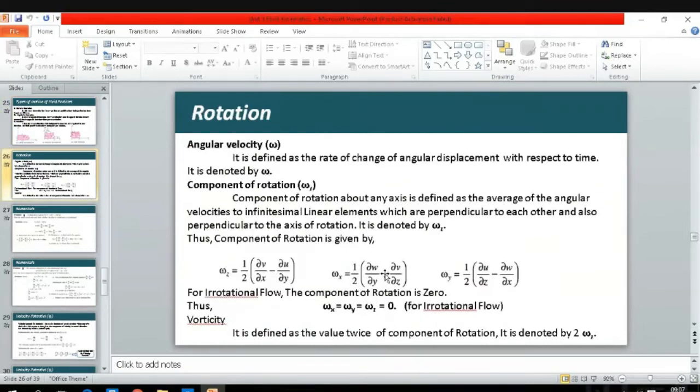And out of all these 4, basically we are going to focus on rotation. So we had seen angular velocity. Angular velocity is nothing but the rate of change of angular displacement per unit time. It is denoted by omega. So omega equals d theta by dt. After that, component of rotation. So component of rotation about any axis is nothing but the average of the angular velocities of two infinitesimal linear elements which are perpendicular to each other and also perpendicular to the axis of rotation.